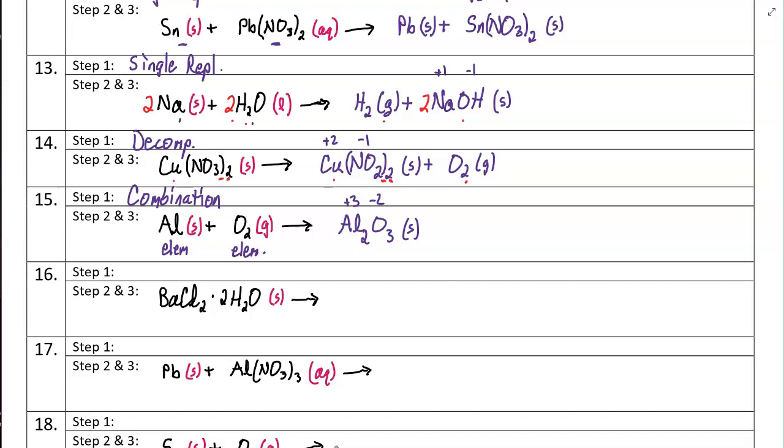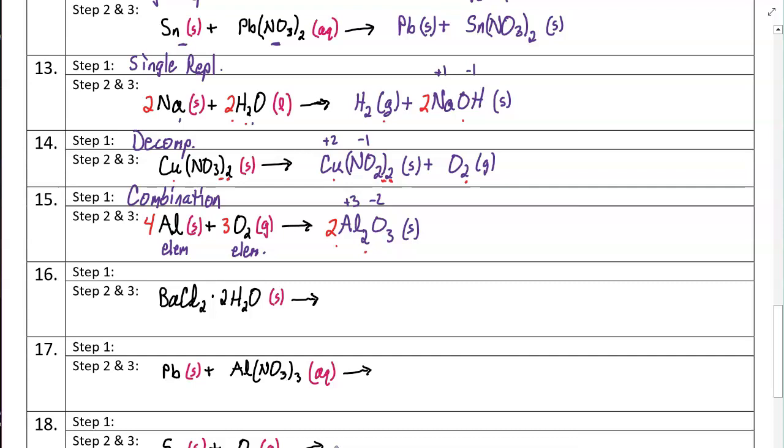Next up, balance. There's 2 oxygens on the left and there's 3 on the right, so if we make them both be 6, that will balance them. A 3 here, a 2 here. Now look at aluminum. 2 times 2 is 4, so a 4 here.